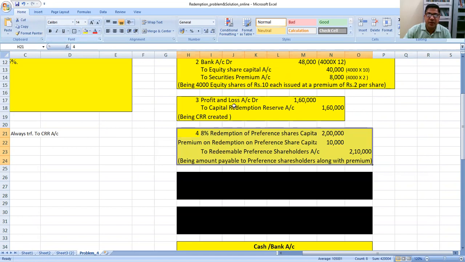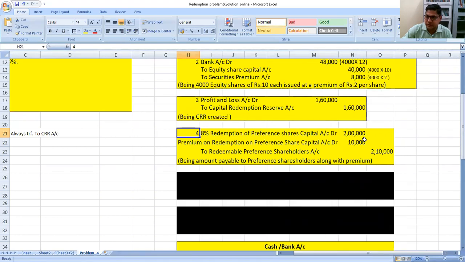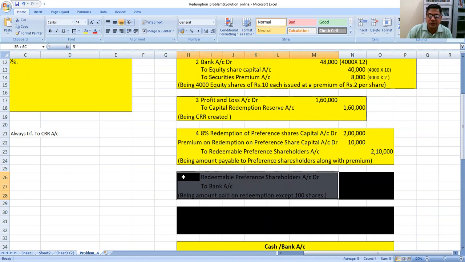The entry will be 8% redeemable preference shares capital account debit, 2 lakhs. Premium on redemption of preference shares account debit 10,000. We will give to the preference shareholders, so to redeemable preference shareholders 2,10,000. So these are amounts payable to preference shareholders along with premium. These are claim entries. After passing the claim entry, the next entry that we have to pass is a payment.